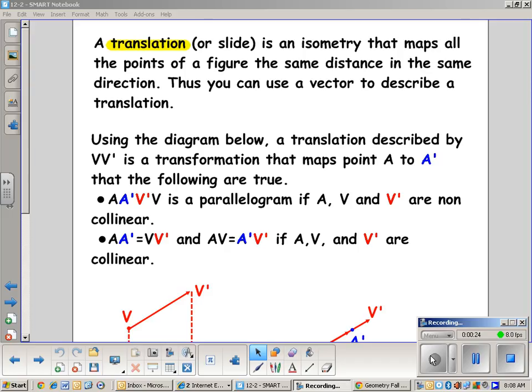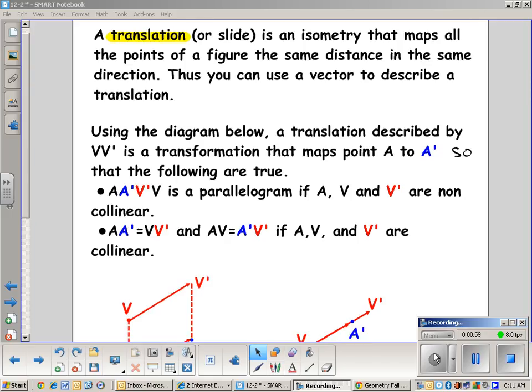Using the diagram below, a translation described by v prime is a transformation that maps point A onto A prime, that the following are true. Boy, I did not read that well, or I didn't write it well. Let me read that again. Okay. Well, let's pause a second. I left the word "so" out of the statement, so that's why it was hard for me to read and understand what I was saying.